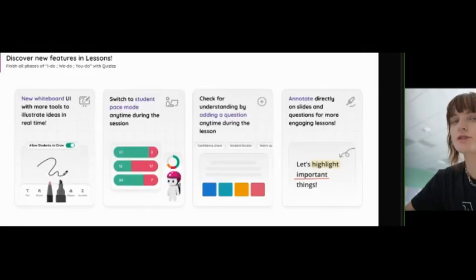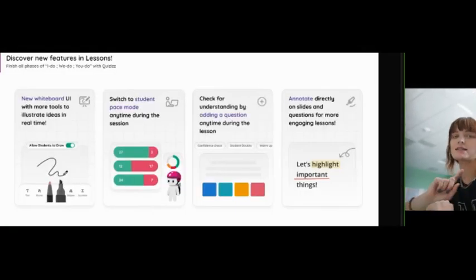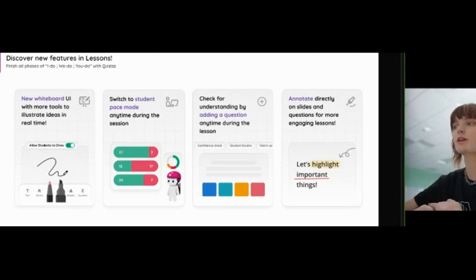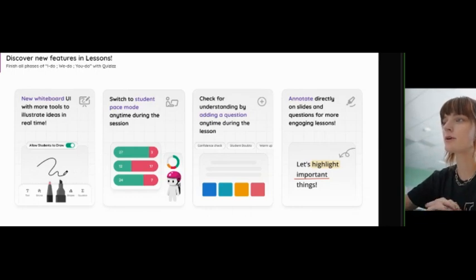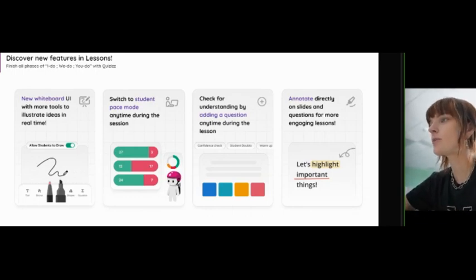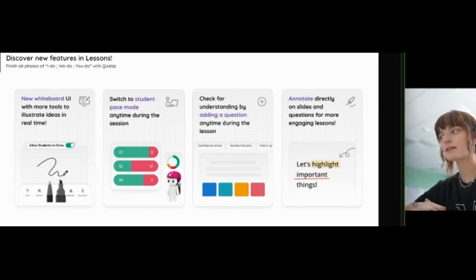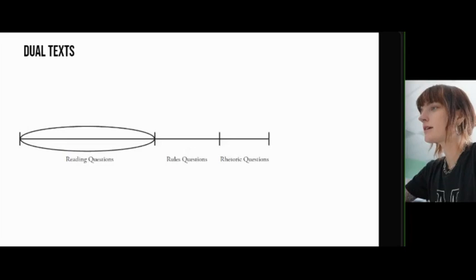Today we're going to cover 2 topics, dual text and punctuation. Before we get started, I wanted to show you a new feature available on Quizzes. So with the whiteboard feature, you can practice highlighting any questions.